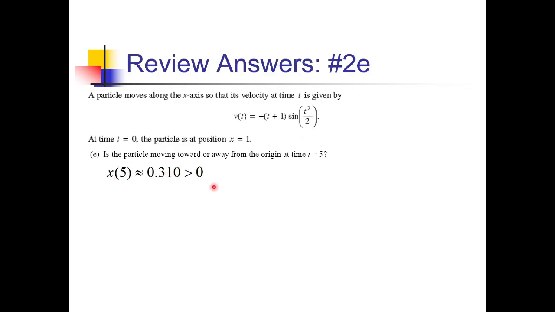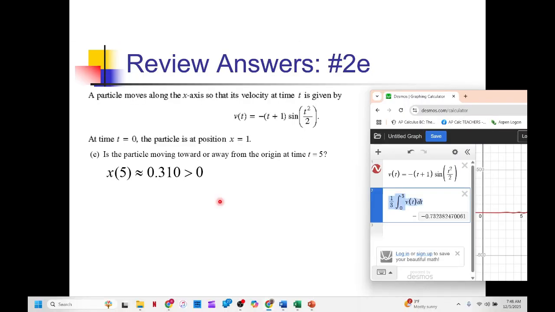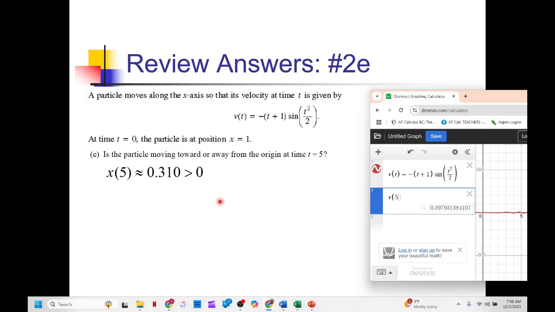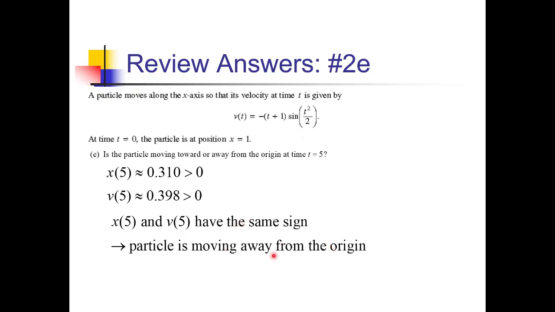So that's positive. And now we also need to look at v of 5, so I'll go to Desmos for that. V of 5, just plug it right in there. That's 0.398 approximately. Also positive. Since x of 5 and v of 5 have the same sign, that tells us that our particle is moving away from the origin. It's on the right side of the y-axis, and it's moving further and further to the right.